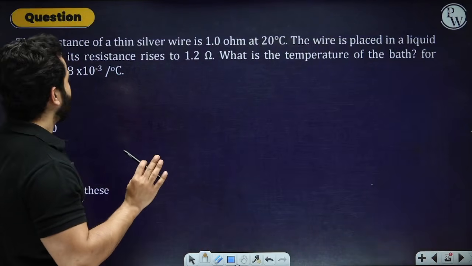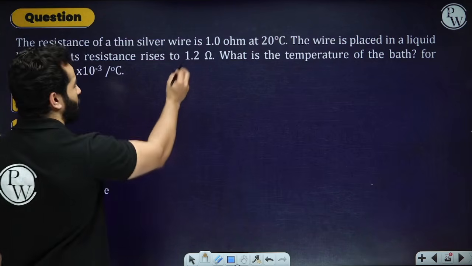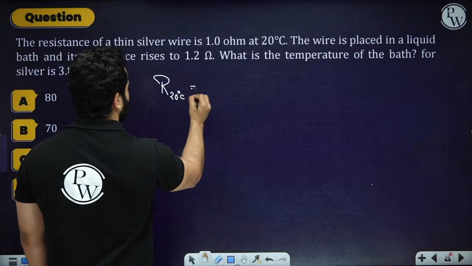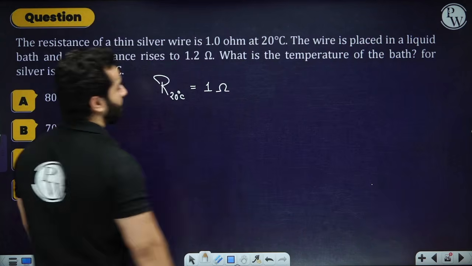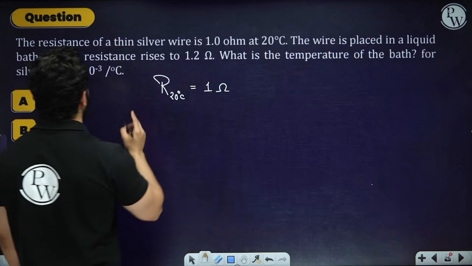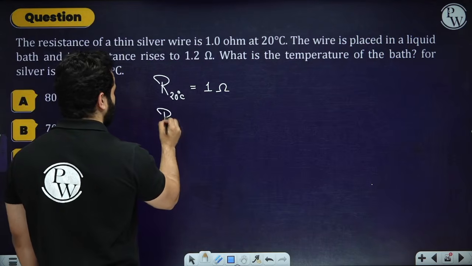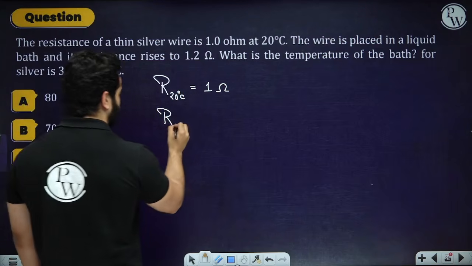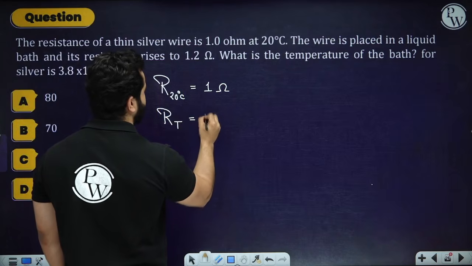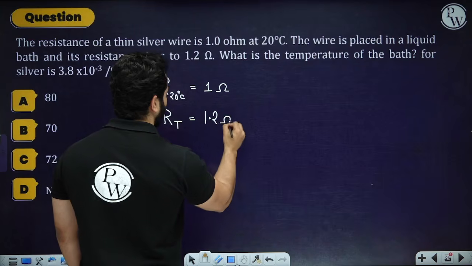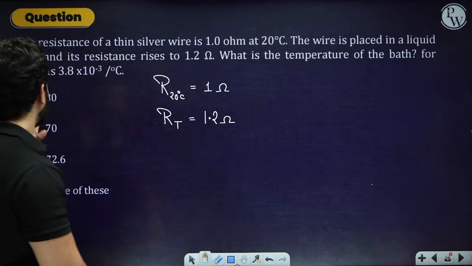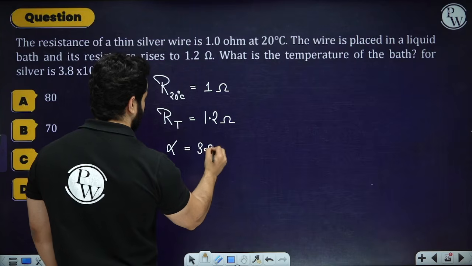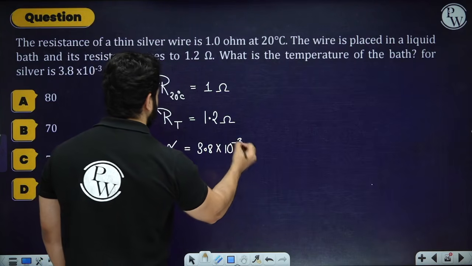The question is saying the resistance of a thin wire is 1 ohm at 20 degrees Celsius. The wire is placed in a liquid bath and its resistance rises to, so we don't know what this temperature is. Is that clear? What is the temperature of the bath? So we have to find out the temperature, and the resistance increases to 1.2 ohm. What is the temperature? And they have given us that alpha is equal to 3.8 times 10 to the power minus 3 per degree Celsius.